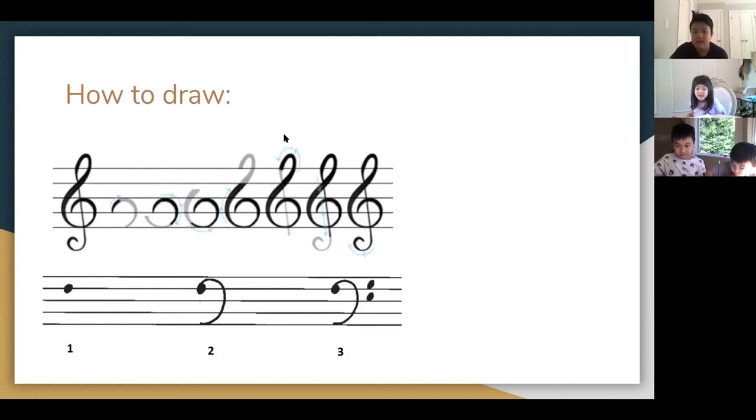Done drawing the 5 bass clefs. And can you do the treble clef now? Do you know how to do it? You can look on the screen. From the middle, you go all the way to the top, and then come back down and draw a curly thing at the bottom.